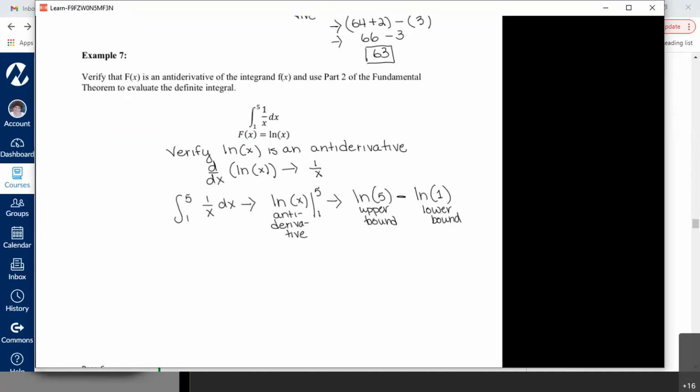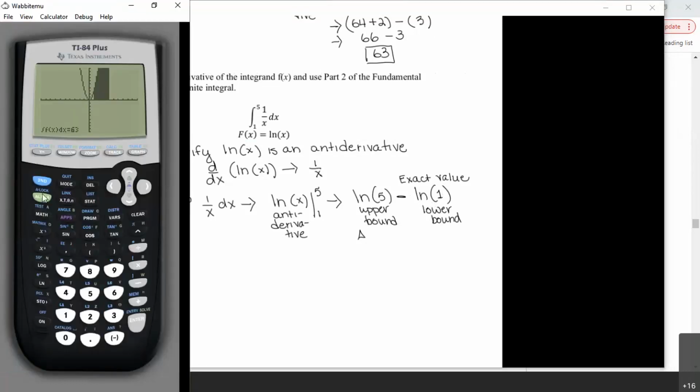All right, and again, you can leave it that way. You can also approximate it if they want an approximate. This is an exact value. Also, you might realize ln of 1. What's ln of 1? Let's bring up the calculator again and clear it. This is a 0.